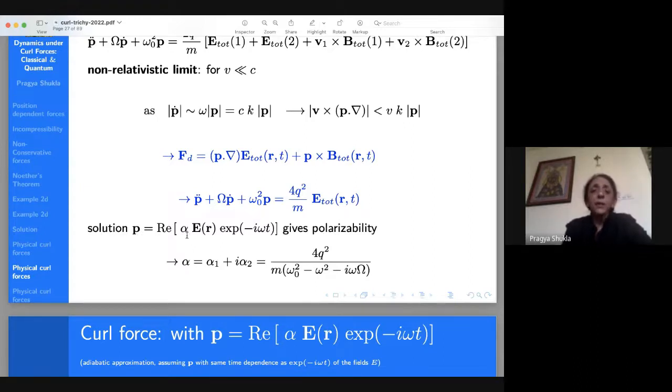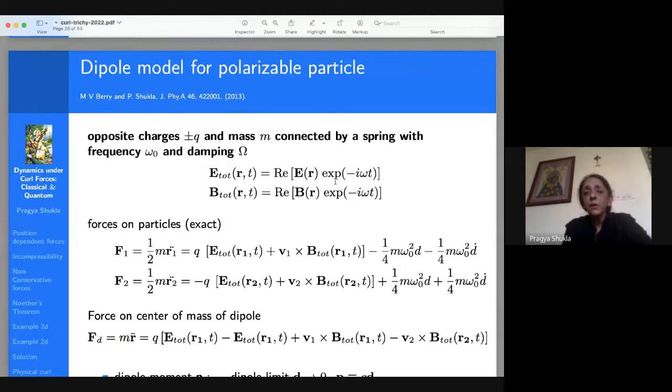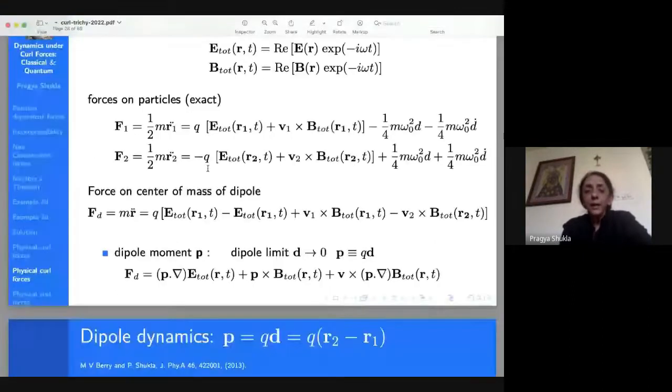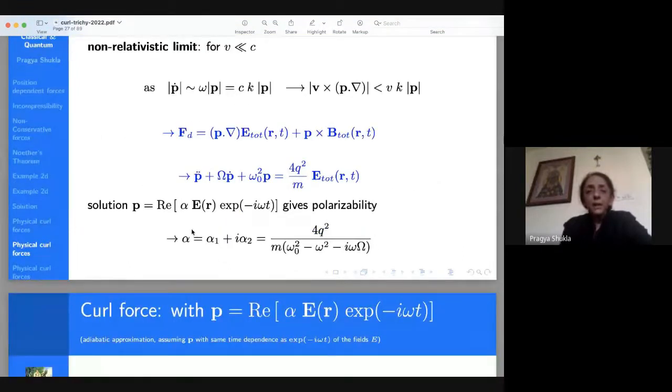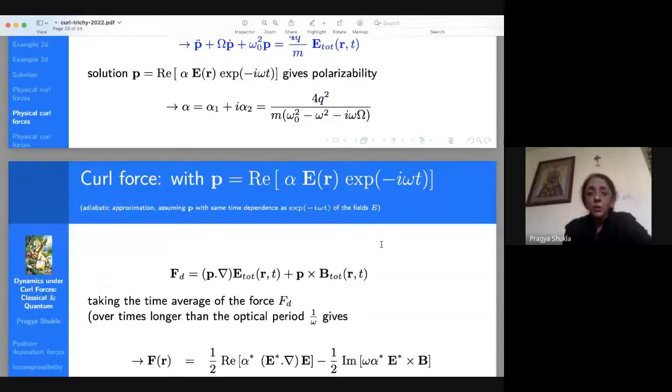So basically, you are now considering this solution. Let me flash again our total electric field, and you are saying that the dipole moment is proportional to this. If you allow that, then you can write P as alpha times E of r. So all you need to calculate is alpha, and when you substitute this solution, you get alpha. However, with this solution, alpha turns out to be a complex number.